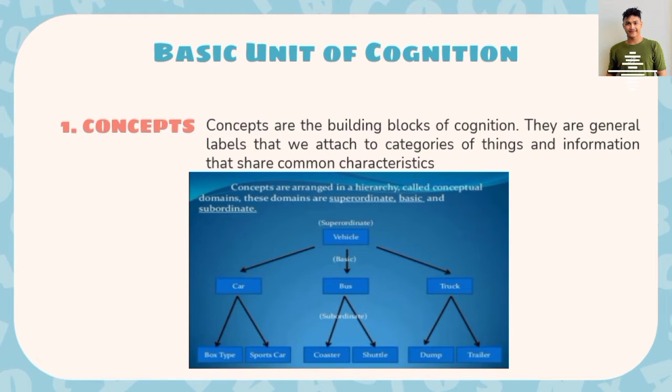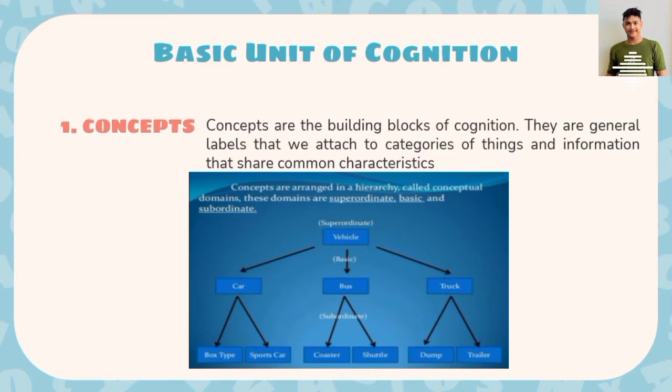The second one is the basic concepts. Above the superordinate concepts are basic concepts, which are more specific than superordinate concepts. What do I mean by more specific? Whenever you think of a concept, think of the features. A basic concept will have more features than a superordinate concept. For example, as I have said earlier, a vehicle can be a car or a bus, or it could be a truck. Thus, the basic concept is more specific than the superordinate concept.